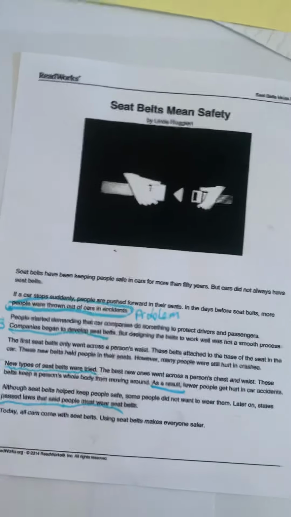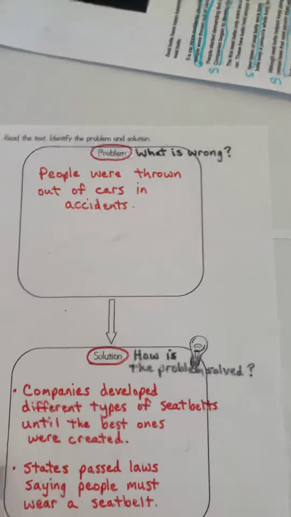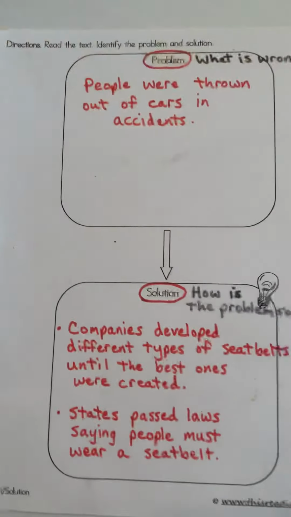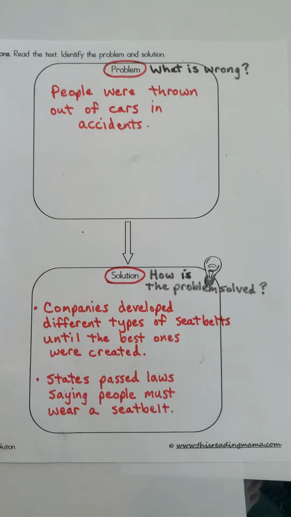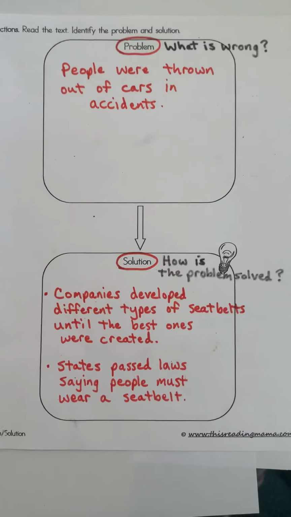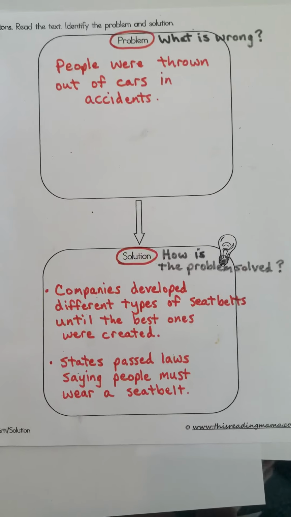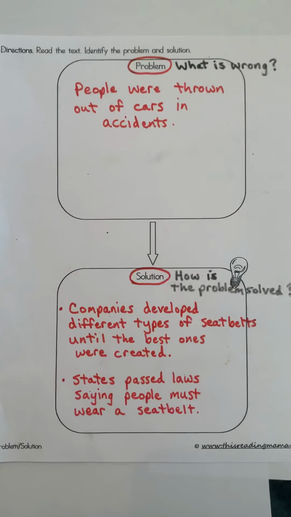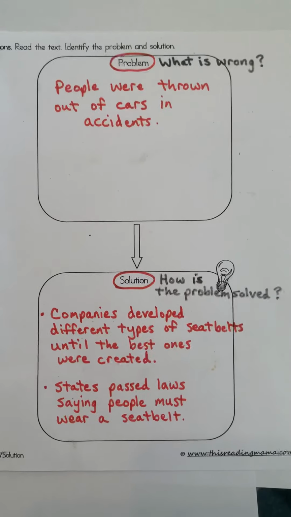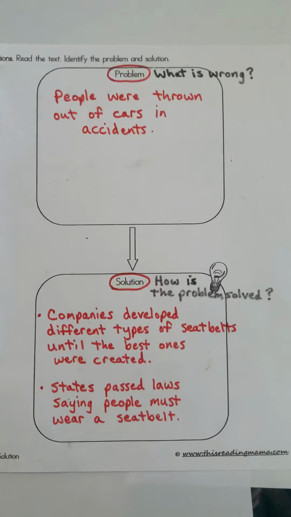That is very true. So let's take a look at the graphic organizer for this text. My problem, what is wrong? The problem in that article, that people were thrown out of cars in accidents. My solution, how is that problem solved? Companies developed different types of seatbelts until the best ones were created. And also, states passed laws saying people must wear a seatbelt. So for those two reasons, that problem now has a solution, and it's a lot better these days. So that is another problem and solution text.